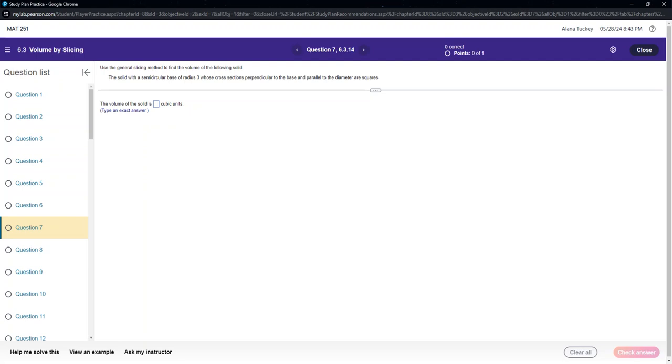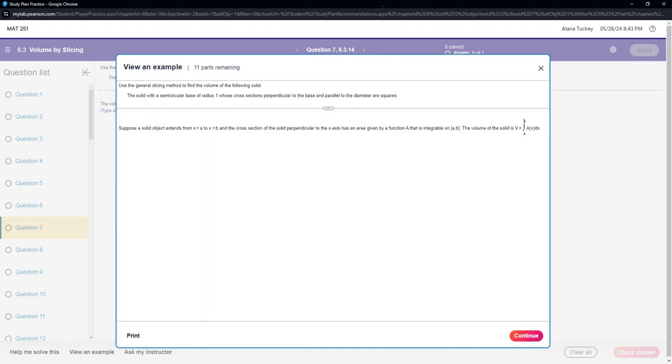The solid with a semicircular base of radius 3, whose cross sections perpendicular to the base and parallel to the diameter are squares. Okay. Well, I'll do the example, not the official one there. So I'll do the one with radius 1, which is the example, but you can apply the techniques that I'm going to show you to whatever particular problem you're doing.